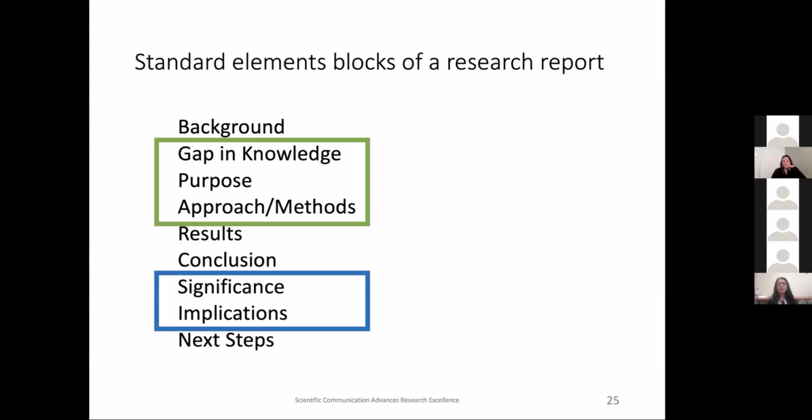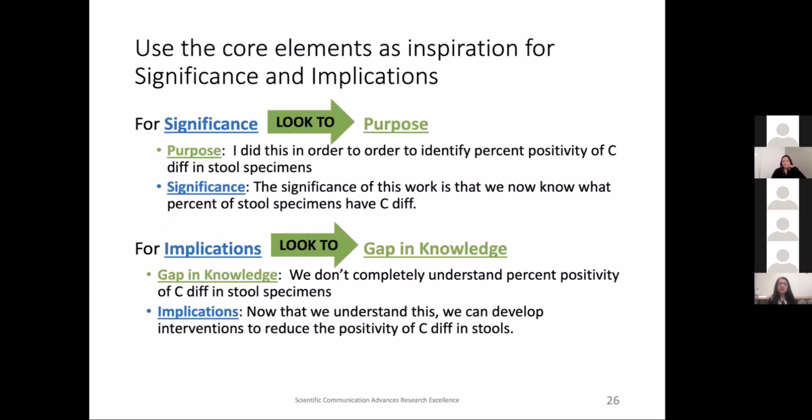The next thing that people get stuck at is often thinking about, well, what do I do with these results? How do I describe the significance and the implications of the work that I have done? And one hack that I have used is to think about, for significance, look to the purpose. So for instance, in my purpose, I said I cultured specimens in order to identify the % positivity of C. diff in stool specimens. The significance of this work is that we now know something we didn't know before, which is what % of stool specimens have C. diff. And that's why this has advanced the field.